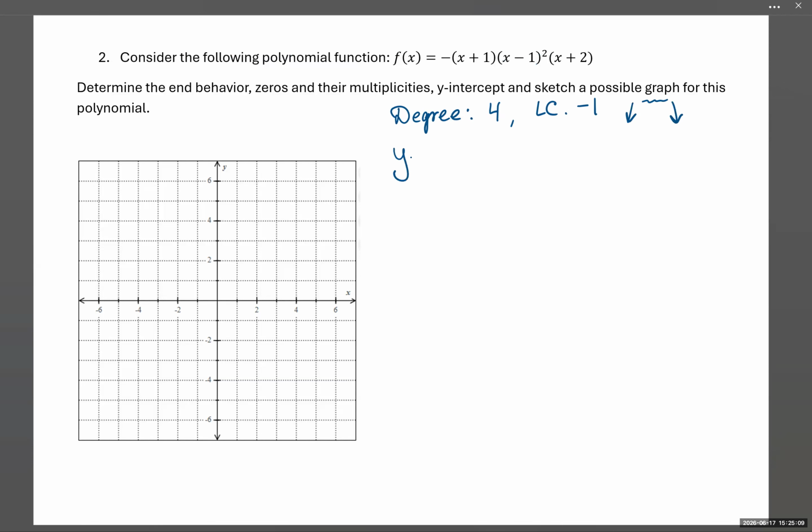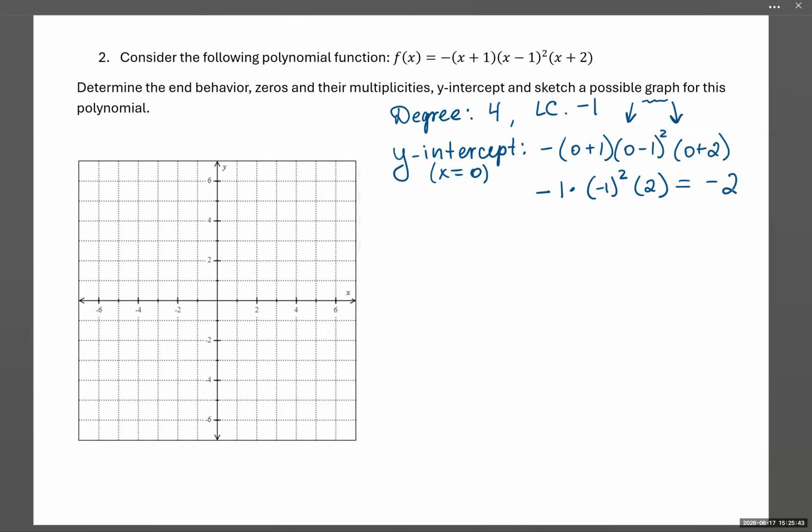Now we'll do the y-intercept, and that is when x is 0. So plug in 0 for x: negative (0 plus 1), (0 minus 1) squared, and (0 plus 2). So what this is, it's negative 1 times negative 1 squared times 2. And if you calculate it all together, that is going to be negative 2 again. So right here.